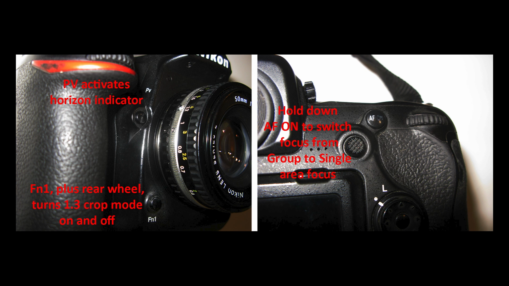Down here, this button right here, I've got it programmed to switch between the standard and the 1.3 mode. If I push this and use the rear wheel on this camera, I can go into standard focal length. I push it again and turn the rear wheel, it takes me right to 1.3 mode. That's pretty neat. I can go instantly from one to the other, and I like that.